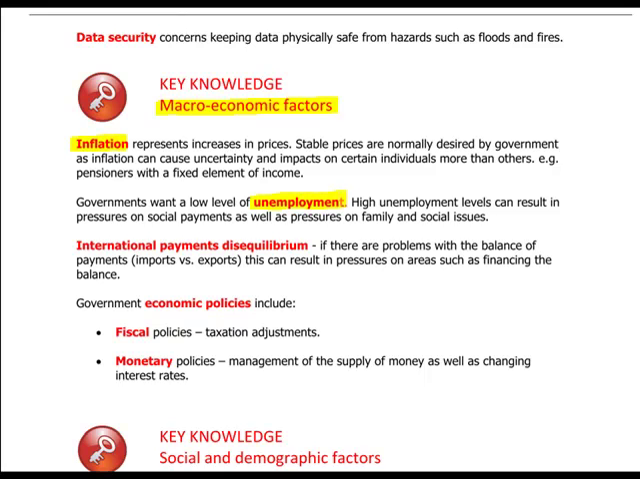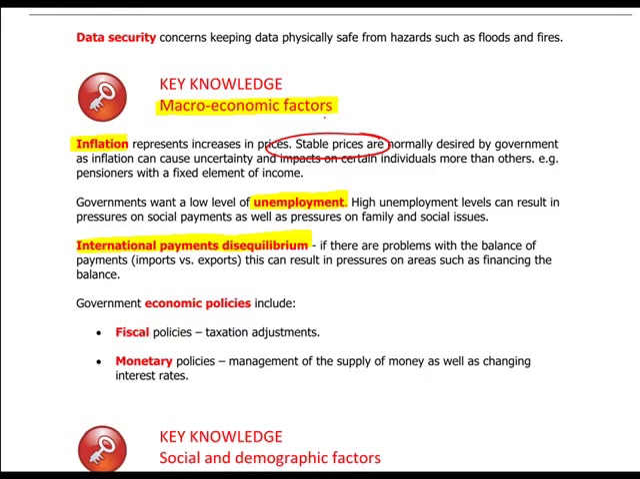First of all, what is inflation? Inflation measures increases in prices. So if food, products and general prices increase, that means inflation. Governments generally want more stable prices. An element of inflation is okay, but hyperinflation is very bad.